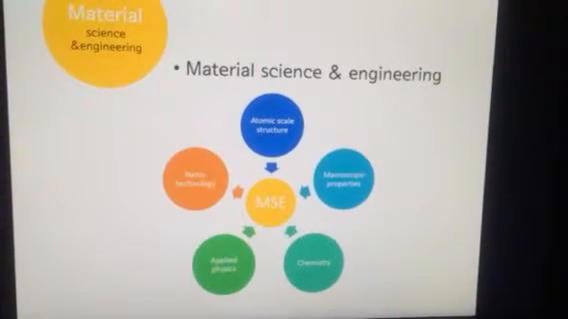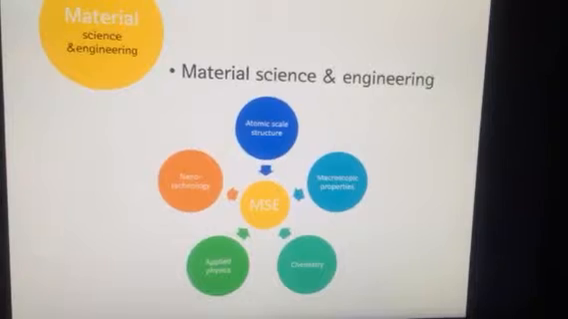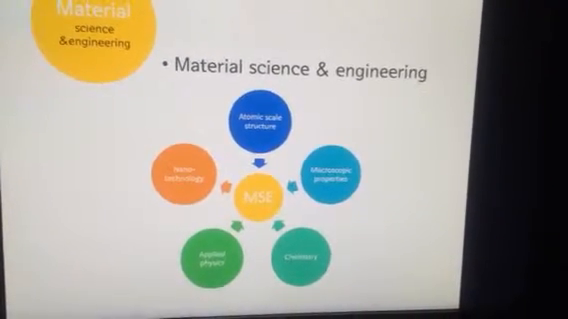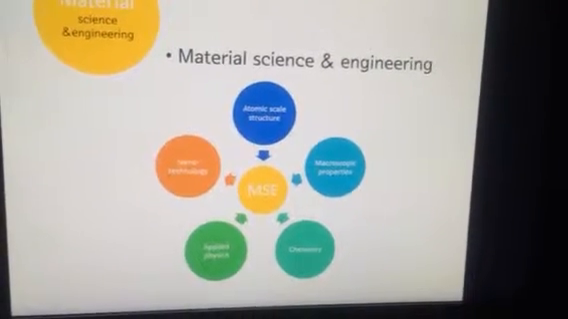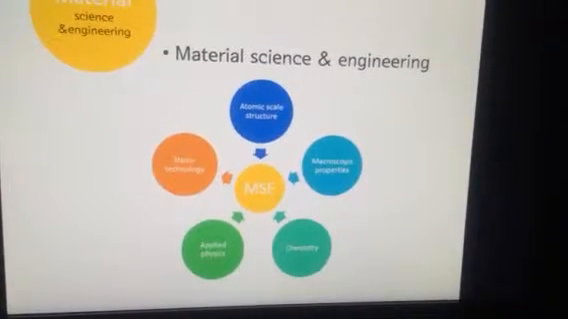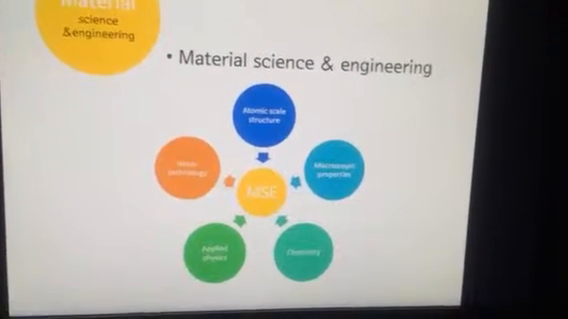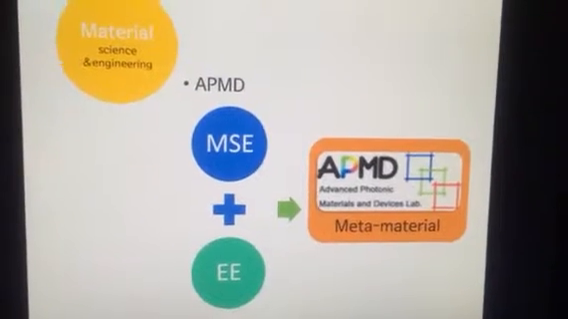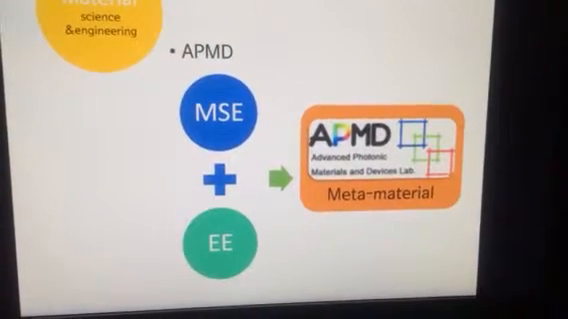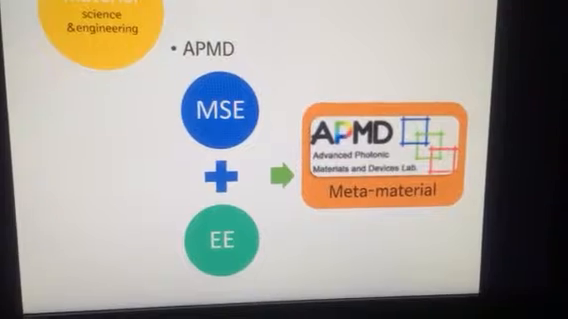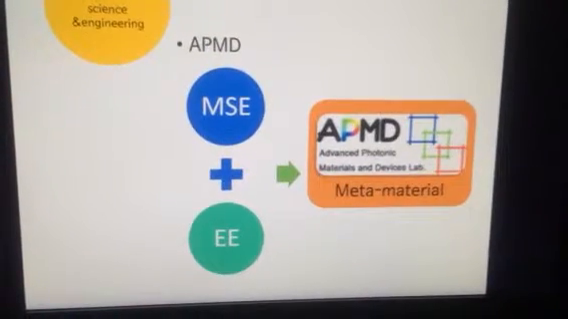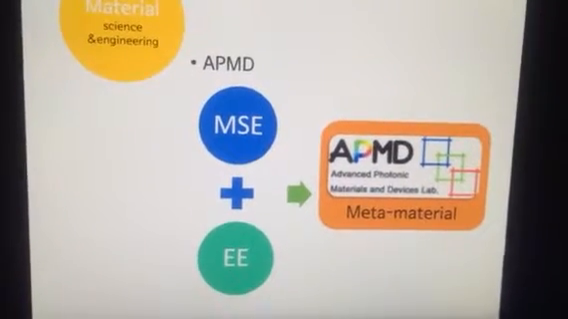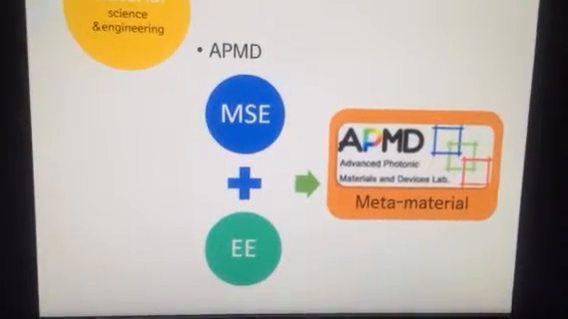We also investigate the relationship between the structure of materials at atomic scales and their macroscopic properties. Material science incorporates elements of applied physics and chemistry, and is even related with nanotechnology. And APMD, our lab, which stands for Advanced Photonics Materials and Devices Lab, has a main characteristic of combining material science and electrical engineering.